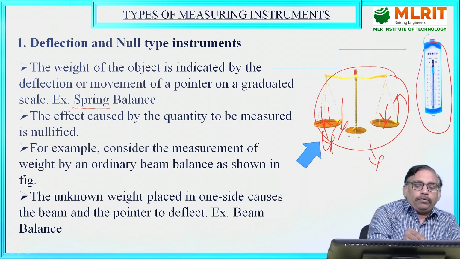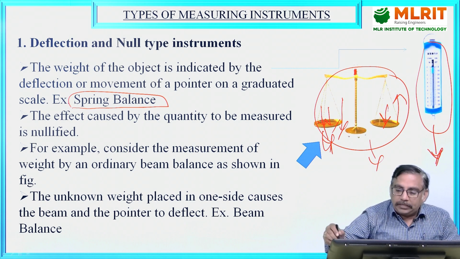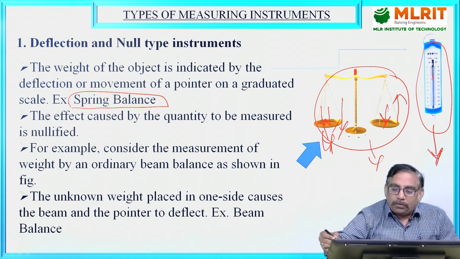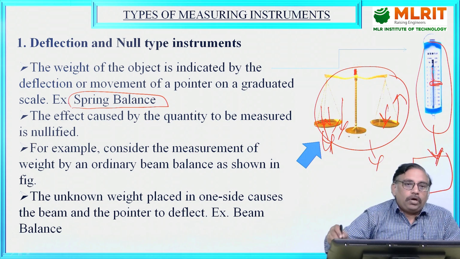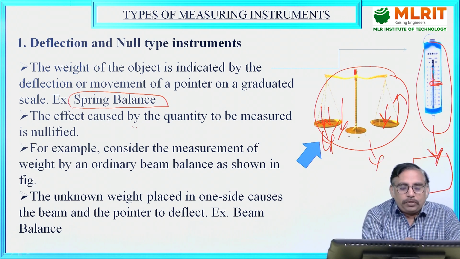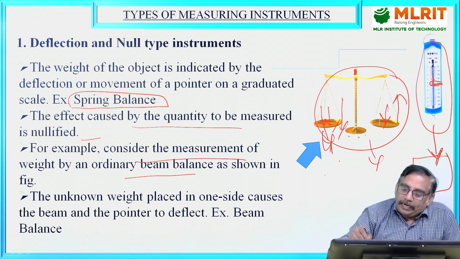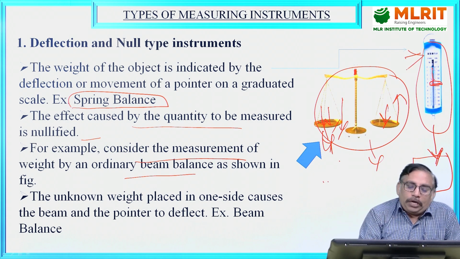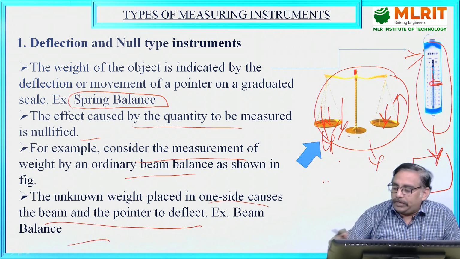As I said, the best example is spring balance, right? So this is a spring balance where we can hang a weight here such that this pointer will be moving down. Whatever the reading is at the bottom of this pointer will be the hanged weight of that particular component. So the effect caused by the quantity to be measured is nullified. Example, consider the measurement of a weight by an ordinary beam balance shown in the figure, and this can be compared with this. The unknown weight placed on one side causes the beam of the pointer to deflect. As an example, beam balance, right?